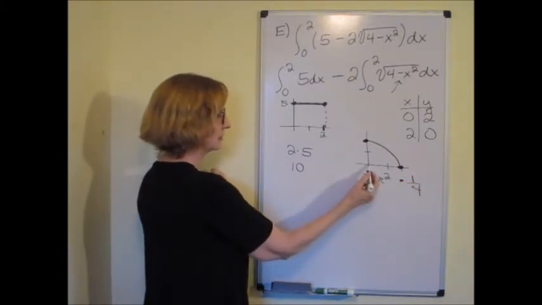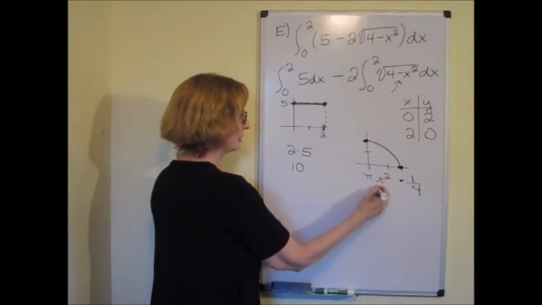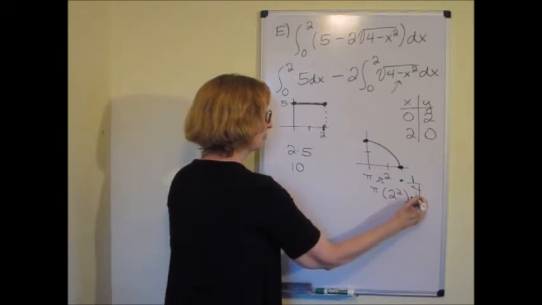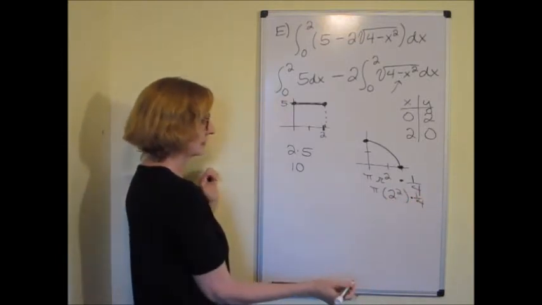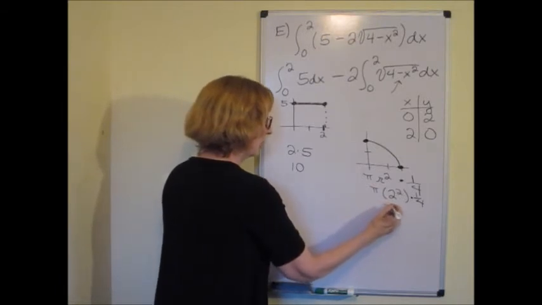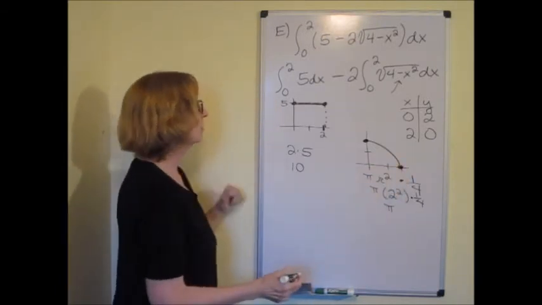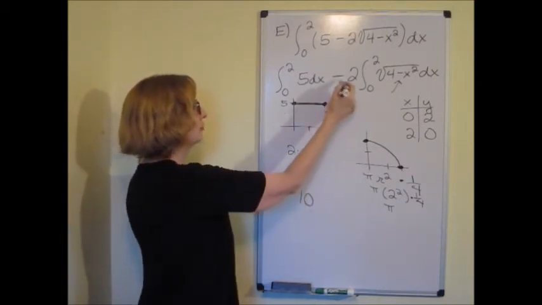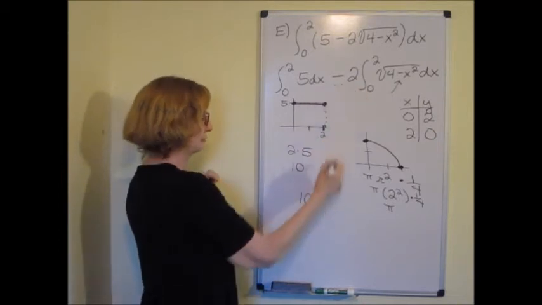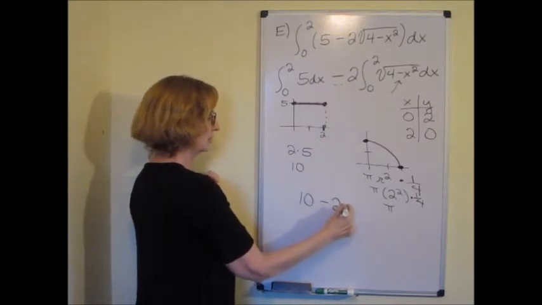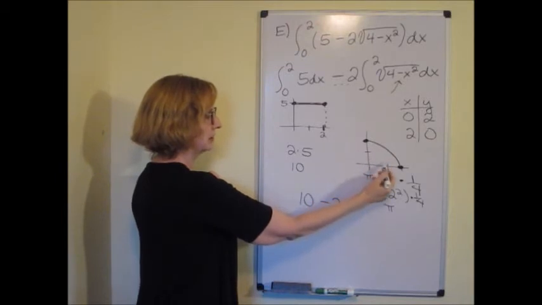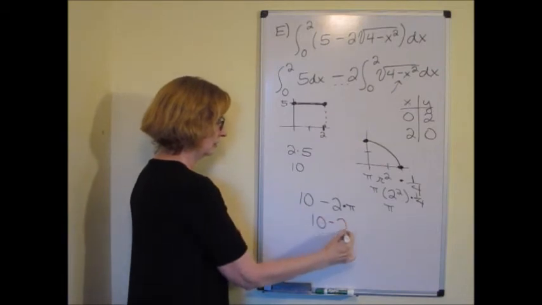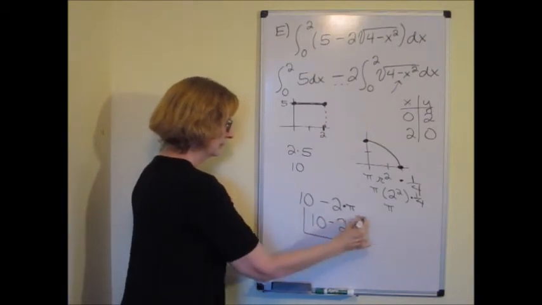My radius in this piece of a circle is 2, so it's going to be pi times 2 squared times a fourth, which really just gives us pi for this part. So let's see what we've got. The area of that little rectangle is 10. Don't forget that we had a minus 2 here out in front, so I still have a minus 2 times the area of this little piece of the circle, which was just pi. So my answer is just 10 minus 2 pi.